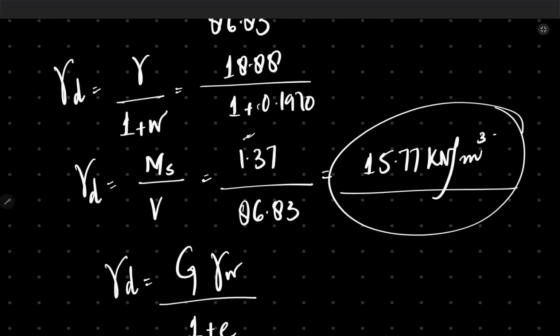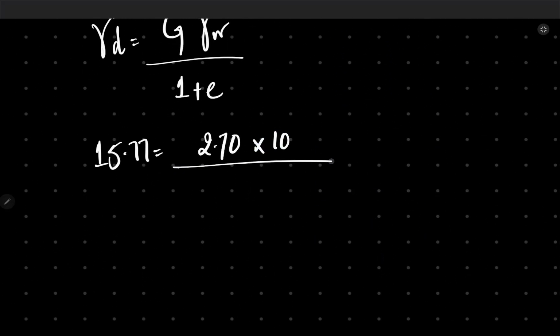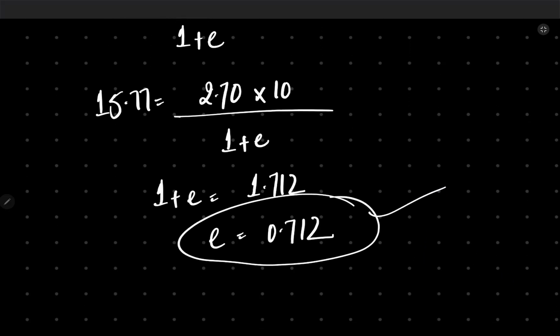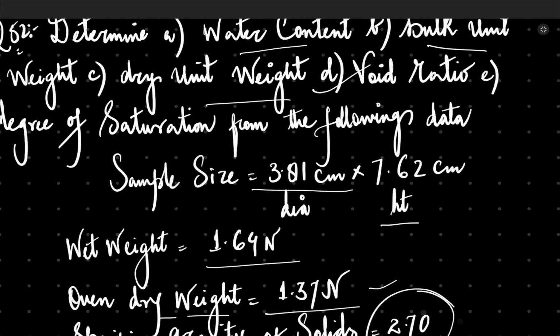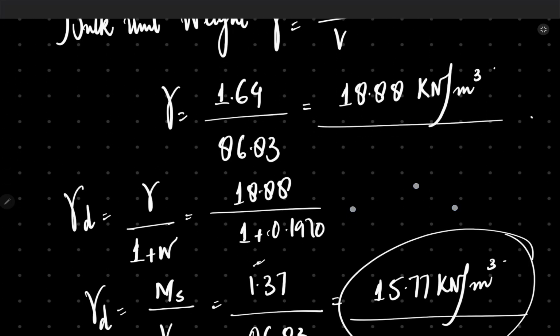All right, unit weight of water is 10 kilonewtons per cubic meter. 1 plus e, upon calculations, is equal to 1.712, or we can say e is equal to 0.712. So we have our void ratio as well, which is equal to 0.712. The last thing that the question asks us to find: the water content is done, bulk unit weight is done, so is dry unit weight, void ratio.